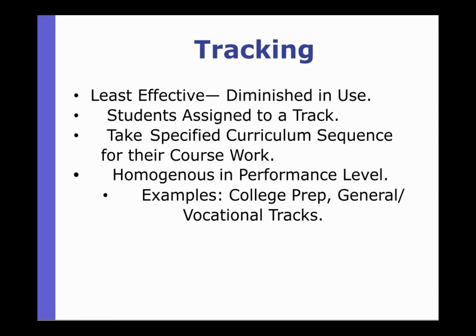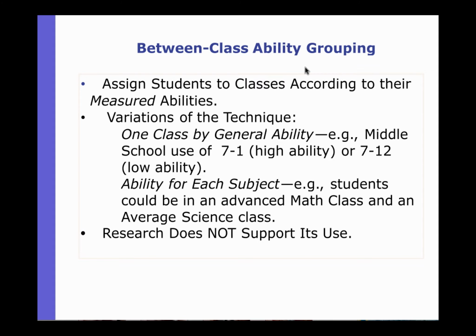And then the instruction in untracked or mixed ability classes more closely resembles the teaching of the high track. So if we untrack kids, they tend to do better because they're more heterogeneous, they're with the high level kids and they have role models. So the bottom line is that tracking, or between class ability grouping, does not show positive results.